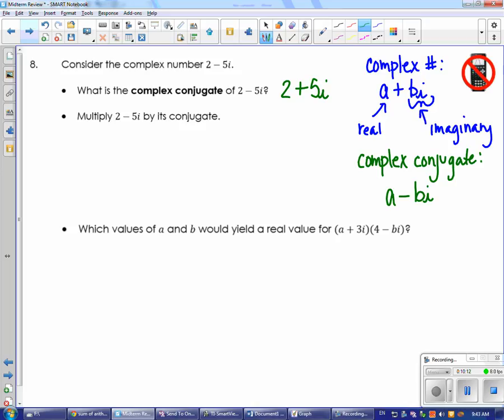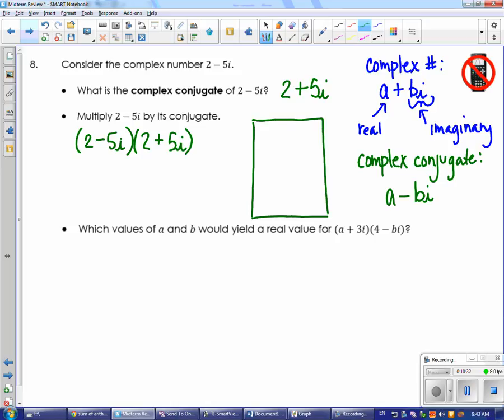And then it says to multiply 2 minus 5i times its conjugate. And this is a really important property in Algebra 2. If I multiply a complex number by its conjugate, something interesting happens. So some of you may be familiar with foiling. Some of you may feel more comfortable using the box method. I'm going to go ahead and use the box method because I think for those of you that struggle with FOIL, this is going to help illustrate it a little bit better.